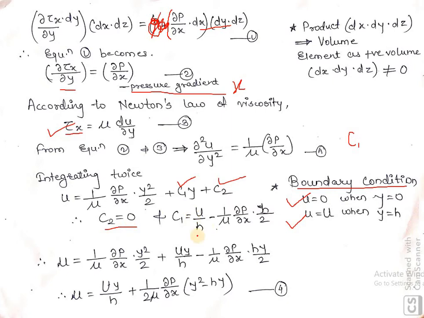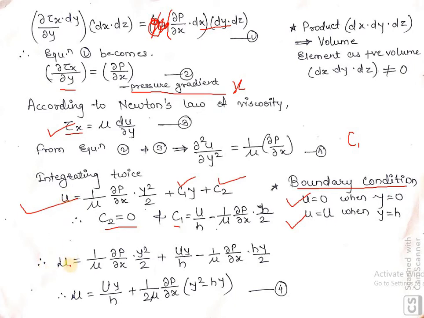So what will you get? U by h, and taking this term towards the left side, minus 1 by mu, ∂p/∂x into h square by 2h. So h gets cancelled, it remains h by 2, equals C1. So this is how we have got the two values. Substitute those two values in this equation.